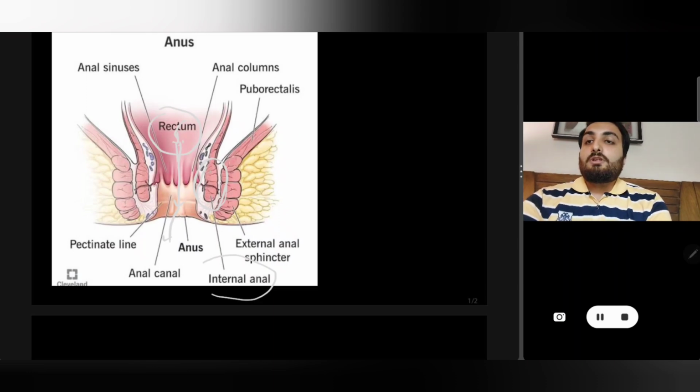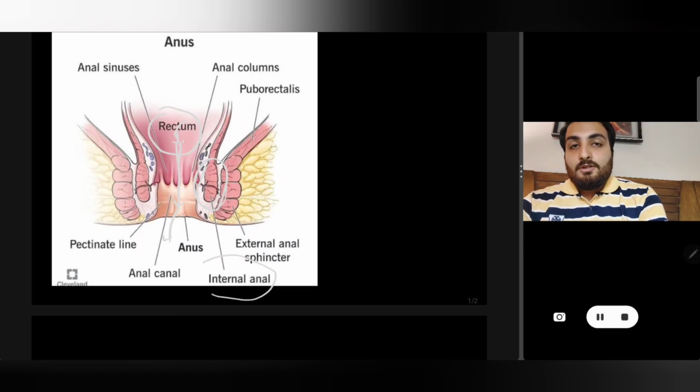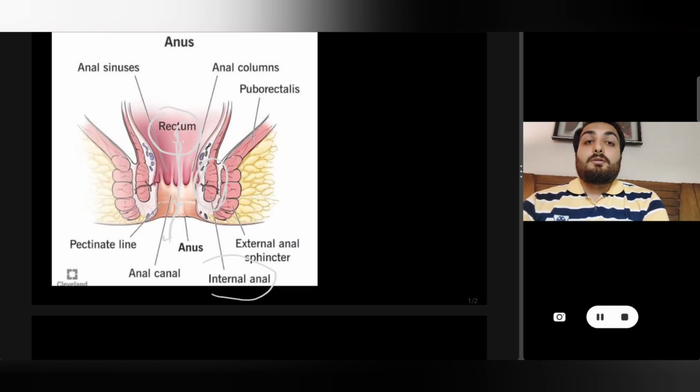Once the internal anal sphincter relaxes, when it is convenient for us, the external anal sphincter becomes relaxed, and with the help of intra-abdominal pressure, generated by the Valsalva maneuver, it aids in defecation.